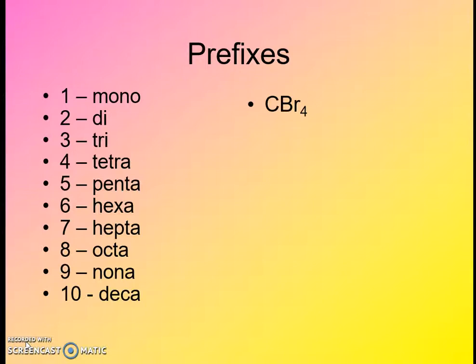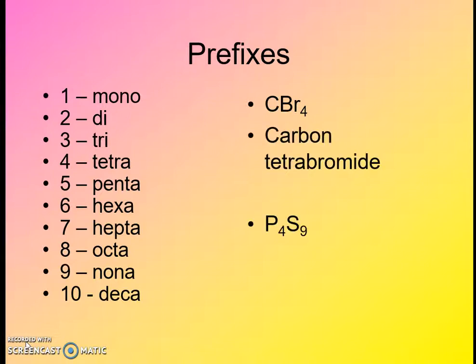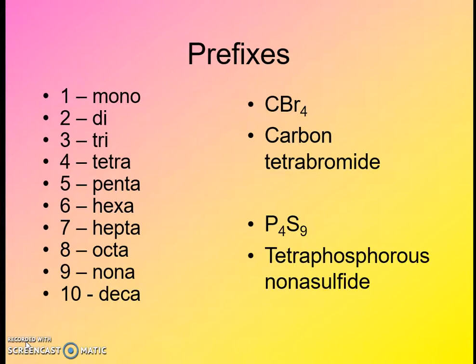So we see here, carbon tetrabromide is what this would be, because you have one carbon, you don't need a mono in front, 4 bromines, so tetra, and then the second one ends in -ide, so tetrabromide. And then we see here, phosphorus and sulfur, I've got 4 phosphoruses, so tetraphosphorus, and then 9 sulfurs. Again, it ends in -ide, and the prefix for 9 is nona, so nonasulfide. Tetraphosphorus nonasulfide.